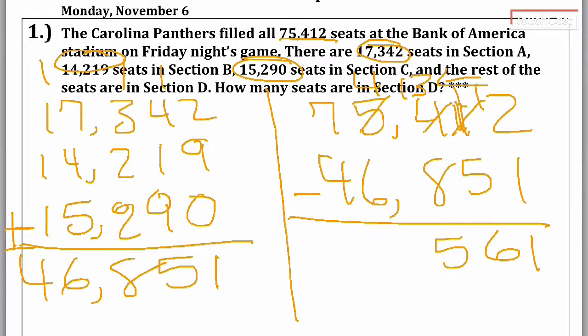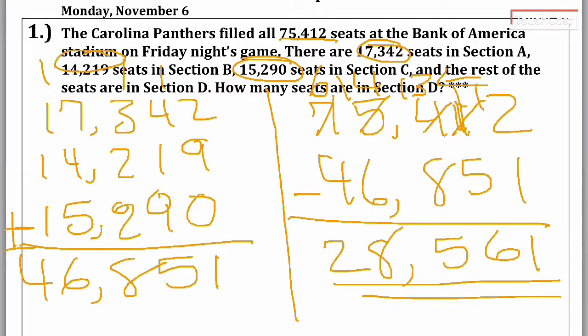And then I have to borrow again. Make this into a 6. 14 minus 6 is going to give me 8. And then 6 minus 4 is going to give me 2. So my answer should come up to 28,561. And there it is, your multi-step problem complete.